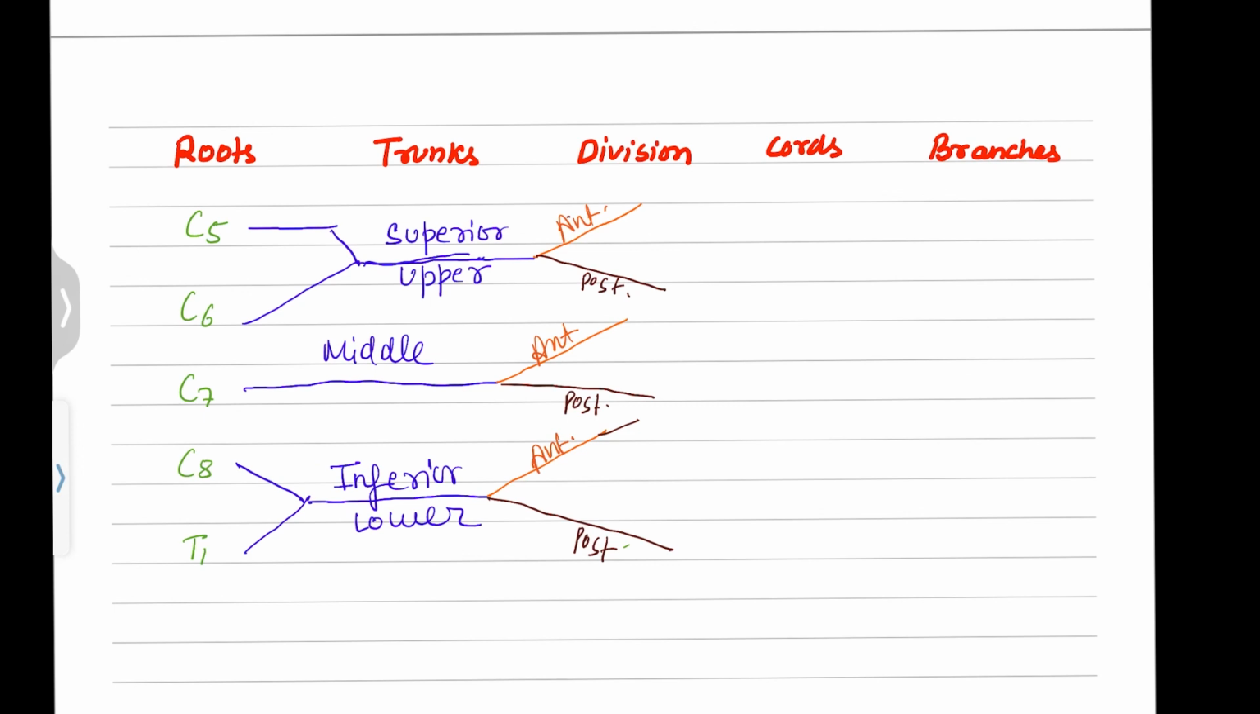Again, let me tell you something that is relevant here. There will be three cords: the lateral, the posterior, and the medial. So what are these named after? Why are these named lateral, posterior, and medial?